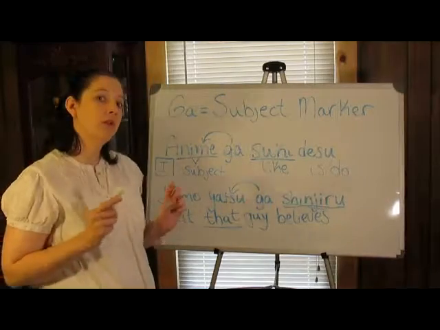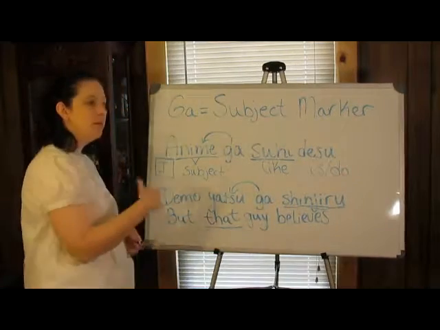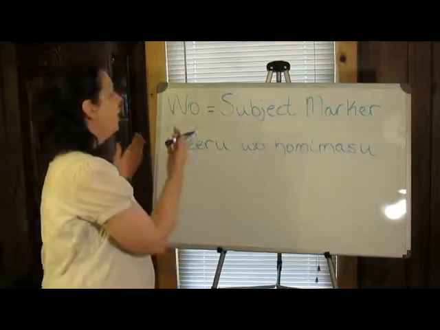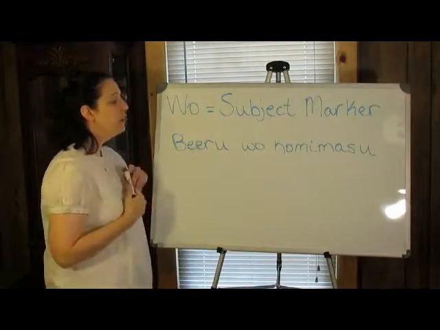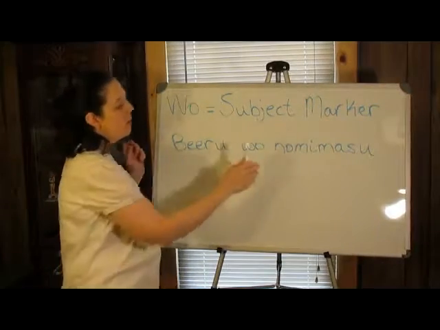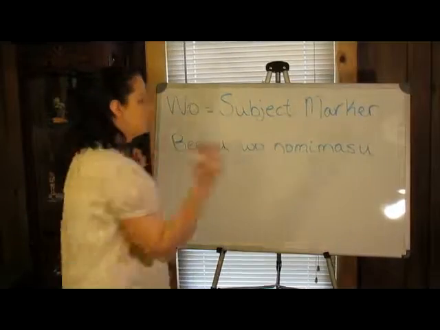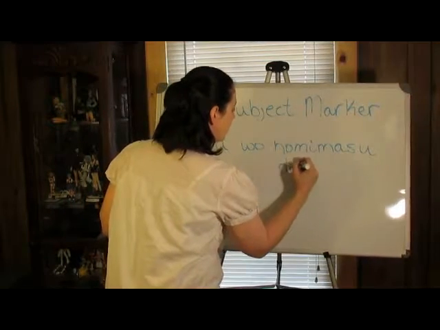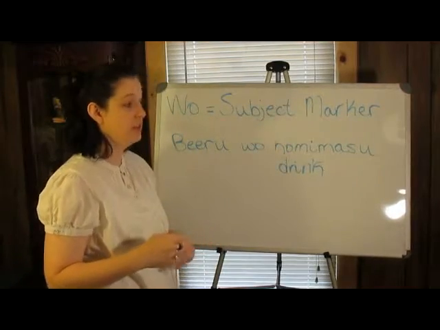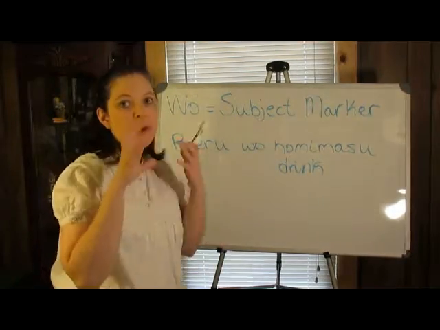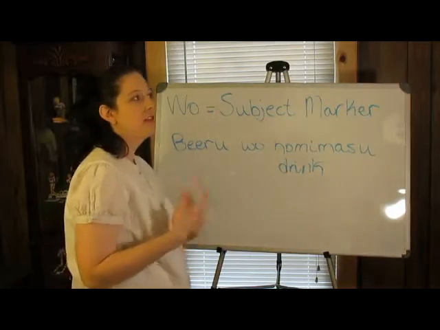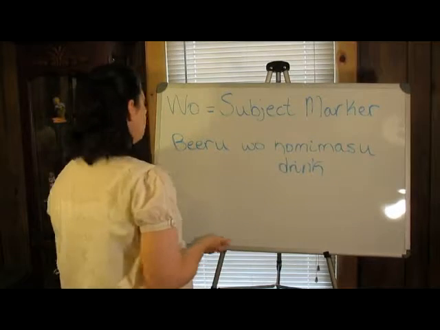Now we're going to learn the particle that works the same way, but that you use for physical verbs. O. So once again, it is a subject marker. Nomimasu. Nomimasu means to drink. Drinking is a physical thing. You have a physical glass that you put up to your mouth and drink. Biru is just a borrowed word that means beer.